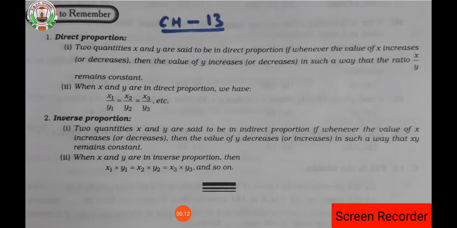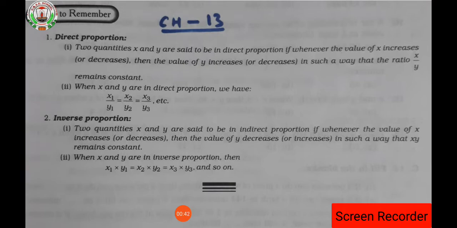Okay, so here are the two definitions for chapter 13. First is direct proportion and second is inverse proportion. Chapter number 13 is totally based on the two proportions, that is direct and inverse proportion. By the word itself, it is very clear, isn't it? Now, proportion we had already studied. Now we will see what is direct and inverse proportion.